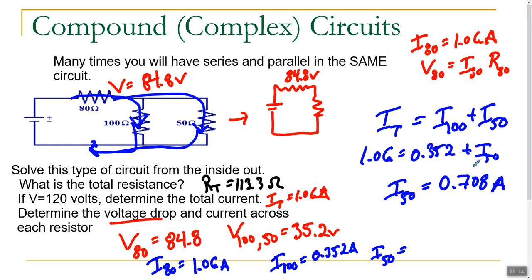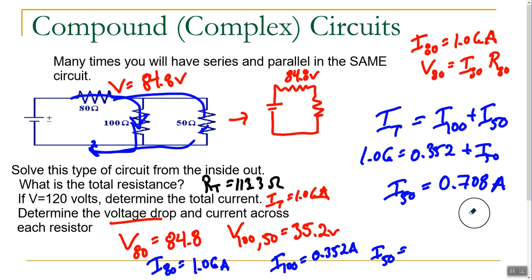0.708. There's a couple things I wanted to note here. Did you notice that when we looked at these two resistors in parallel, my total resistance was lower than 50? That's because when you have two resistors in parallel, it will always be lower than your lowest resistor. So if we've got a resistor right here of 50, I don't care what the other branches are and what they're attached to, that effective resistance will always be lower than your lowest resistor.